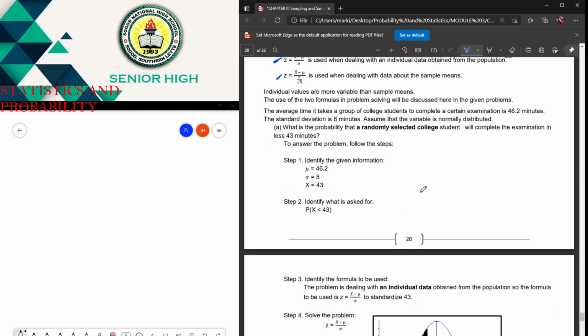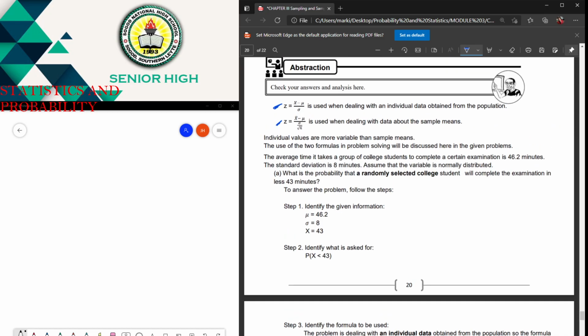For example, the average time it takes a group of college students to complete a certain examination is 46.2 minutes. The standard deviation is 8. Assume that the variable is normally distributed. Why is 46.2 our mu? Because of the word average. Average is the mean. So the mean given is 46.2, followed by the standard deviation, which is 8, and x is 43. Where did you get this x? This is the additional information.